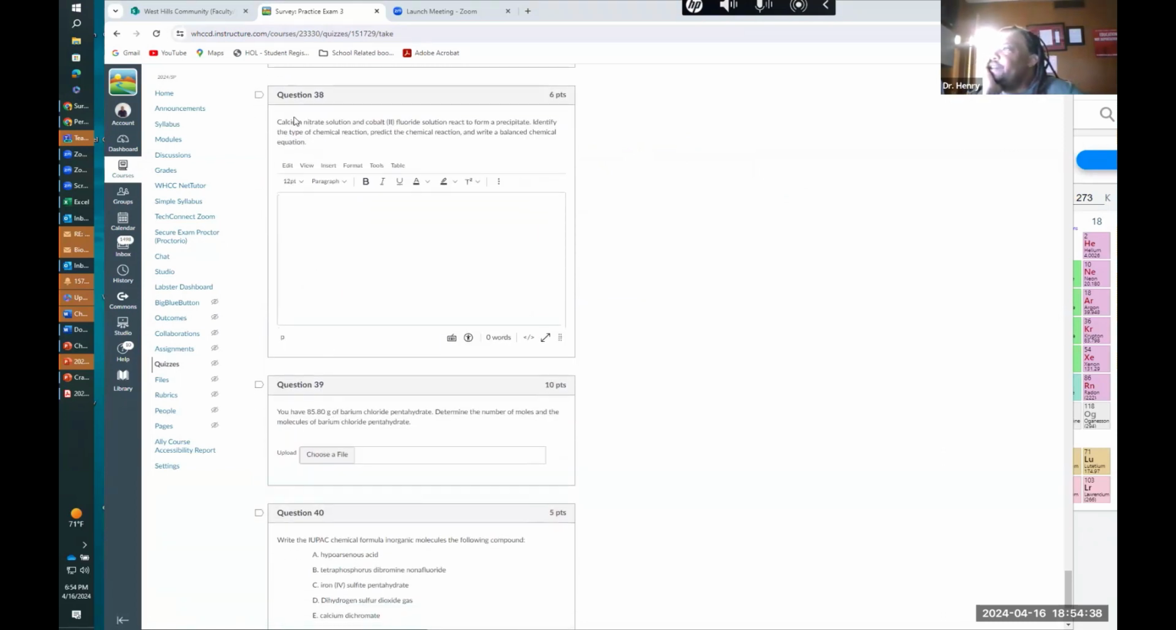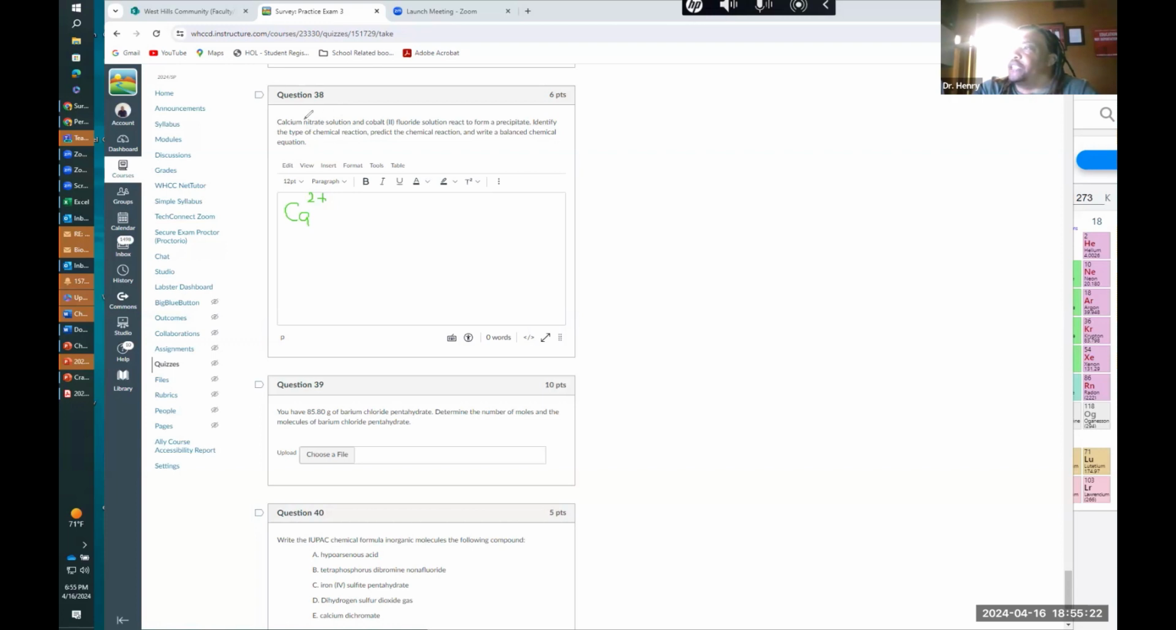Okay, so we have calcium nitrate and cobalt 2 fluoride solution reacts to form a precipitate. Identify the type of chemical reaction, predict the chemical products, and write a balanced chemical equation. Okay, so we have calcium, symbol for calcium, Ca. And that has what charge associated with it? Positive. How many? Two. Okay.